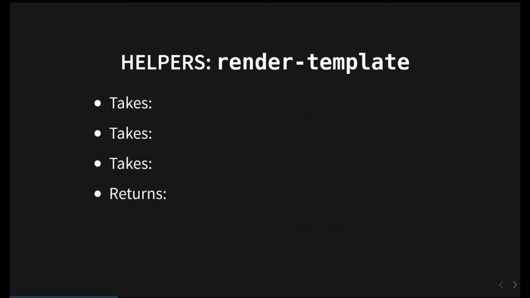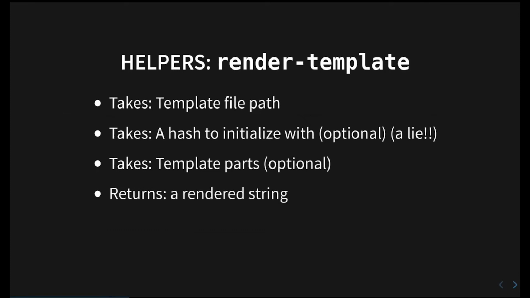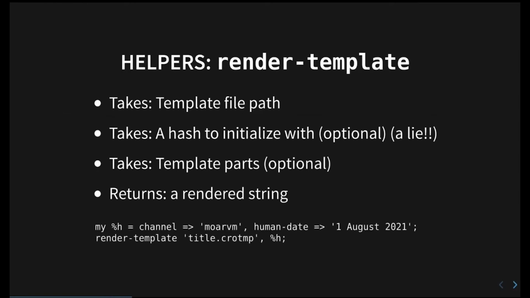The first nice subroutine is called render-template. It takes a template file path and an optional hash to represent our data to expand. It can take some template parts, and as a result it returns a ready HTML string. And just as you see in the code example, here is the magical intermediate bit we want.